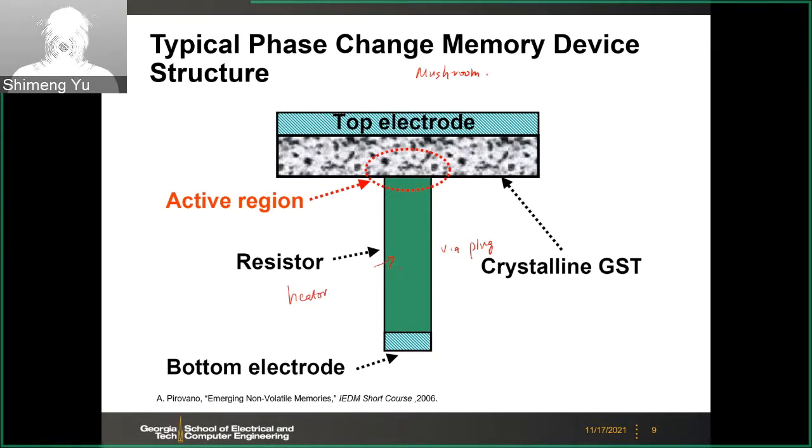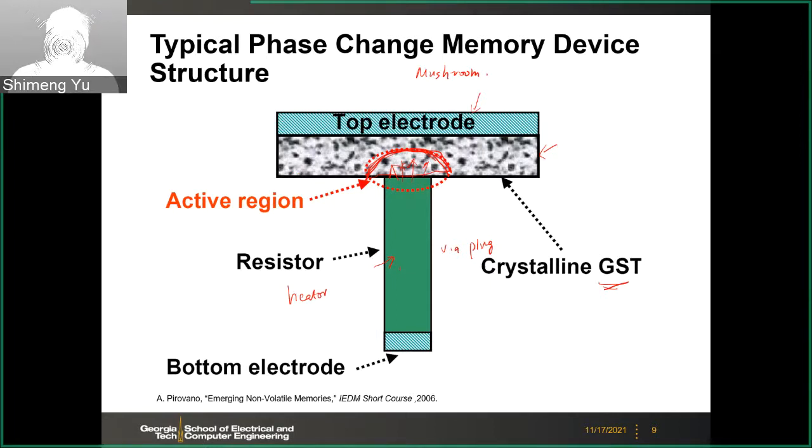It's like a heater. And then the phase change material here, in this case like the GST, is deposited uniformly across the wafer. And then on the top, you will pattern the top electrode. And the active region of the switching will be somewhere here, because the heat will dissipate from this heater. So this region will go through this transition between the crystalline to the amorphous, or vice versa.